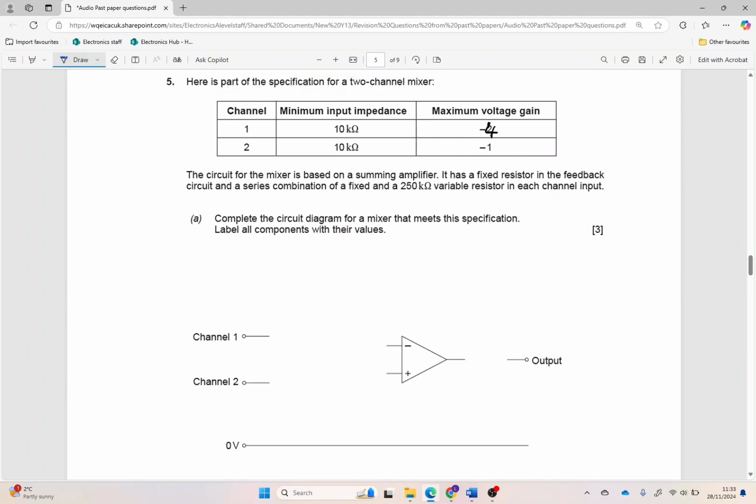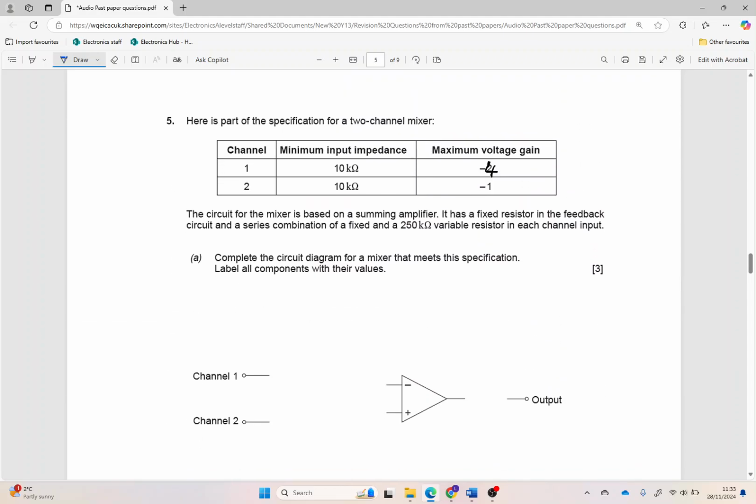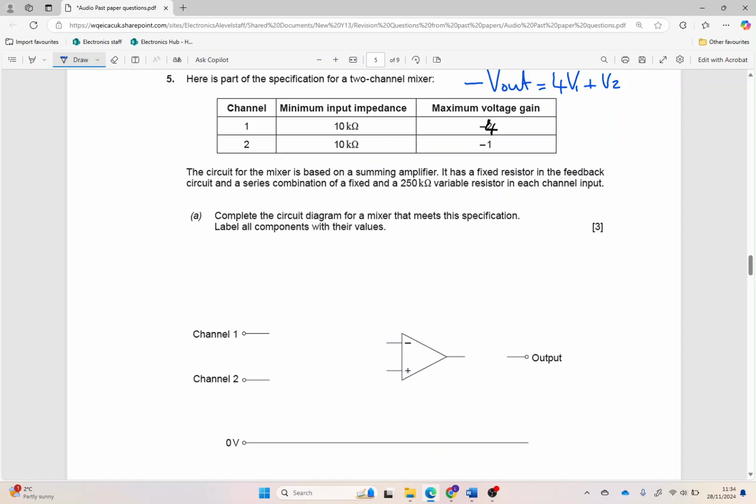Right, that was straightforward. Right, I've modified this question here. So what is it this question is asking? Well, minimum input of 10k, but it's effectively saying I want a circuit that's going to take 2 voltage inputs. The first one has got a gain of 4, and then the second one has a gain of 1. So that's what we could have as an equation. Channel 1 has the most gain, so that is going to be the resistor value that I start off with, because that's going to be the one that is the minimum value of resistance.